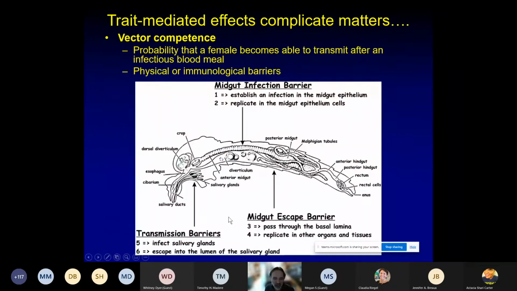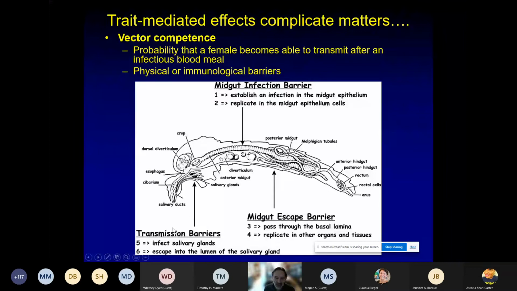So in this diagram, you see a cross-section of a mosquito. The female takes blood into her gut. If that blood contains a virus, to make the mosquito infectious, those viruses have to infect the gut and propagate. They have to break out of the gut, escape the mid-gut escape barrier, and infect the rest of the body, propagate further and invade the salivary glands, infect those tissues, and escape to the lumen, where they can finally be transmitted by a subsequent bite.